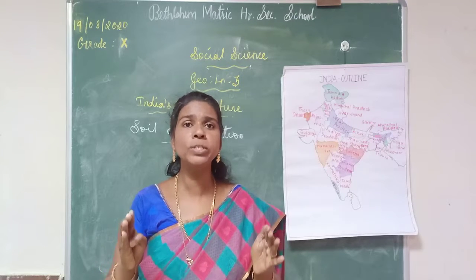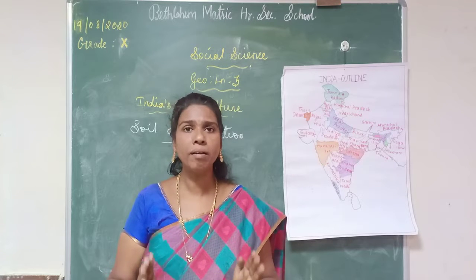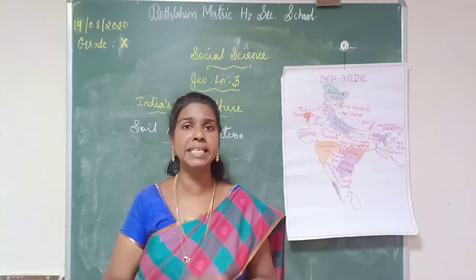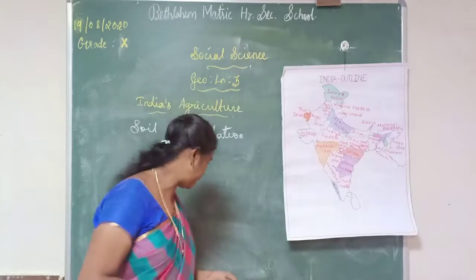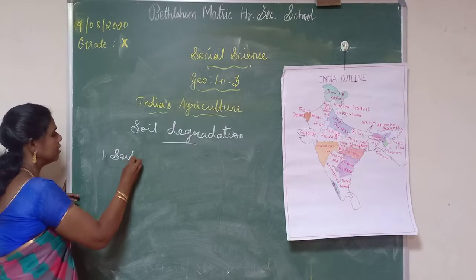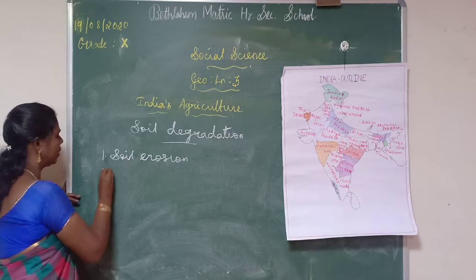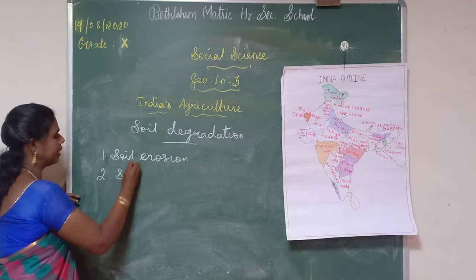Now I am going to teach some problems in Indian soil. There are 5 main problems in Indian soil. The first one is soil erosion. The second one is soil degradation.